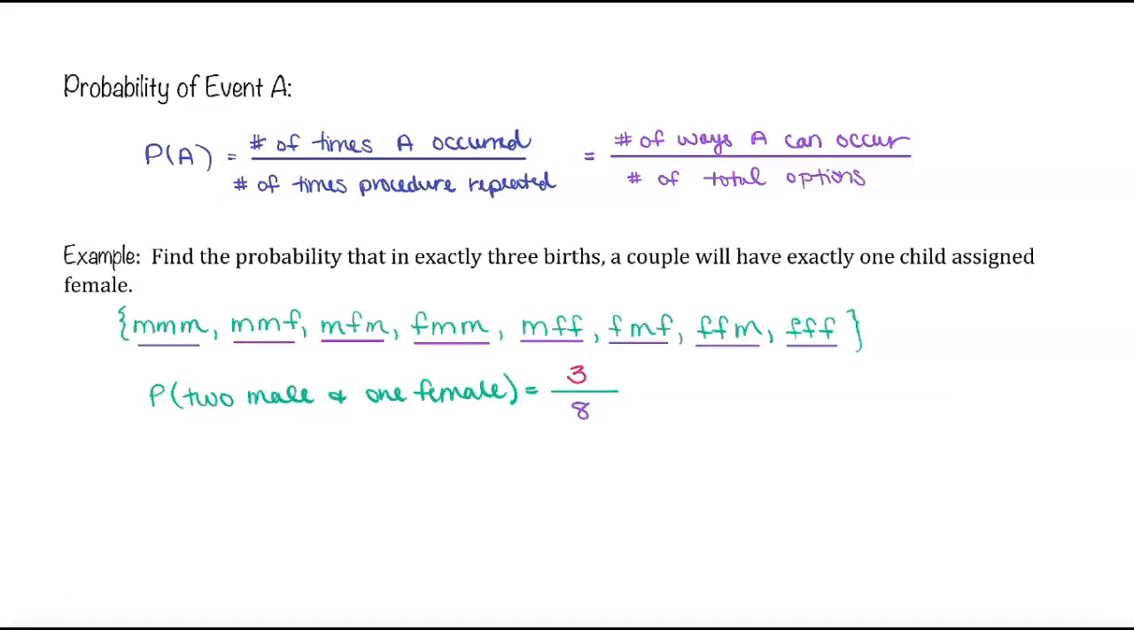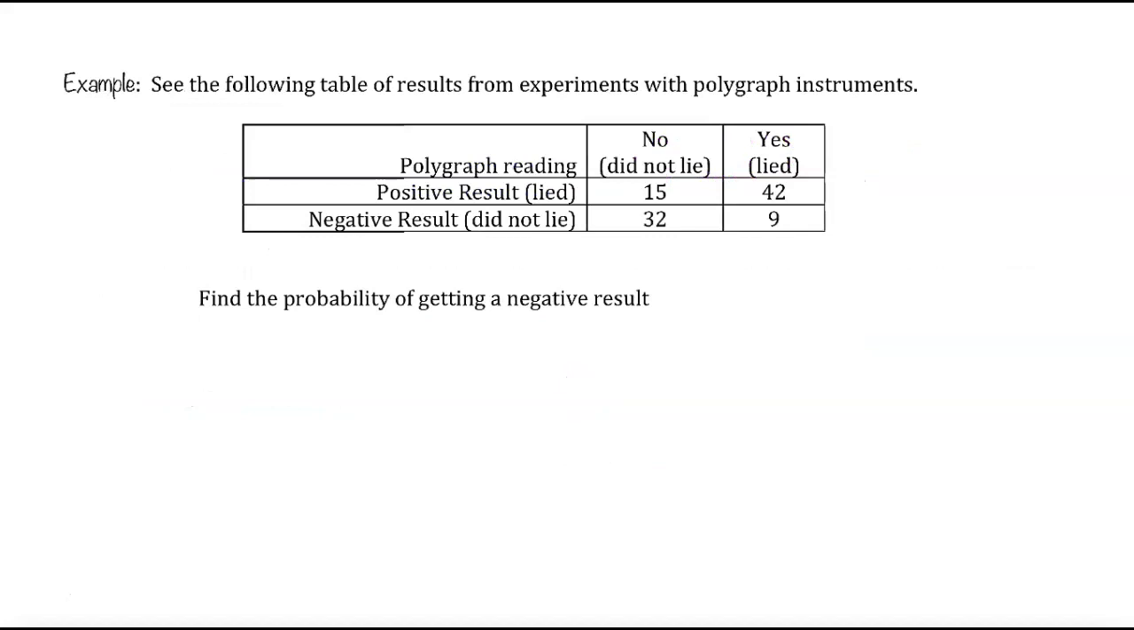And in decimal form, we find that the probability is 0.375. Sometimes we'll be given the results of a procedure in a table. Let's take a look at this example with the results from experiments with polygraph instruments. A polygraph instrument attempts to determine if a person is telling the truth or telling a lie.